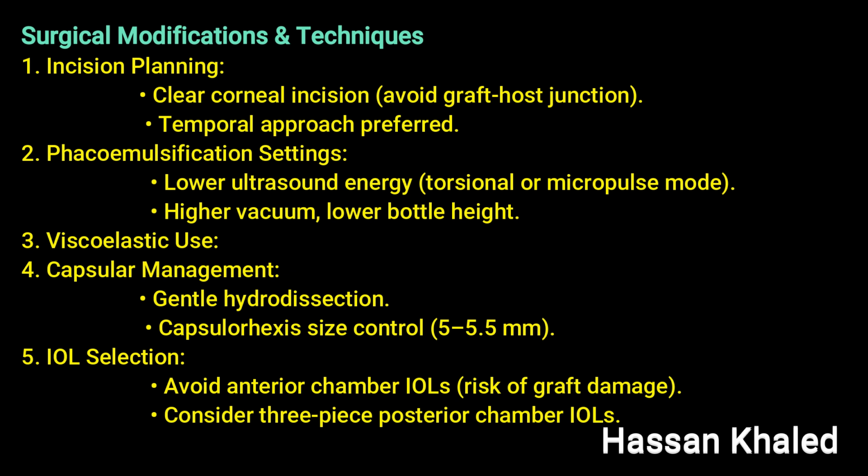Make your capsulorhexis 5 to 5.5 millimeters to secure the IOL in the capsular bag, away from the cornea, and don't put the IOL in the anterior chamber. Keep the IOL inside the capsular bag.